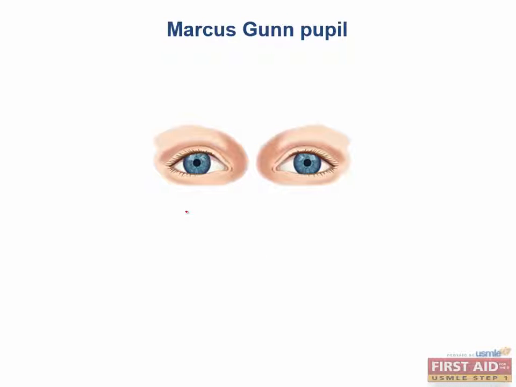A Marcus Gunn pupil is seen when the retina or the optic nerve is damaged, as in multiple sclerosis. Because there's decreased light input, the pupils do not constrict as much when light is shone into the affected eye. This is called the swinging flashlight test. When you shine the light into the non-affected eye, you produce a direct pupillary constriction in both eyes. However, when immediately swinging the flashlight to the other affected eye, there's less light perceived and the pupils will actually dilate compared to where they were before.